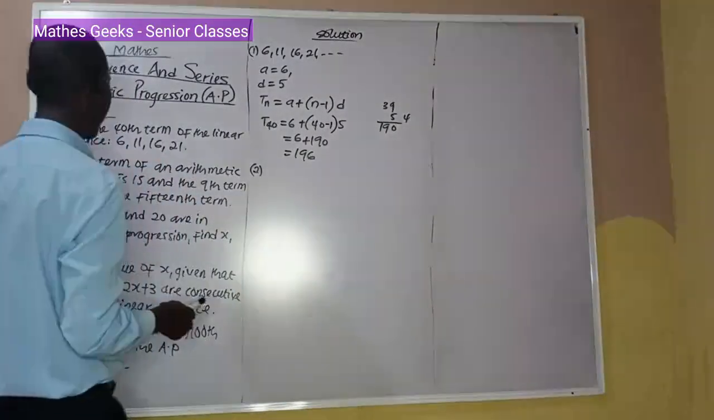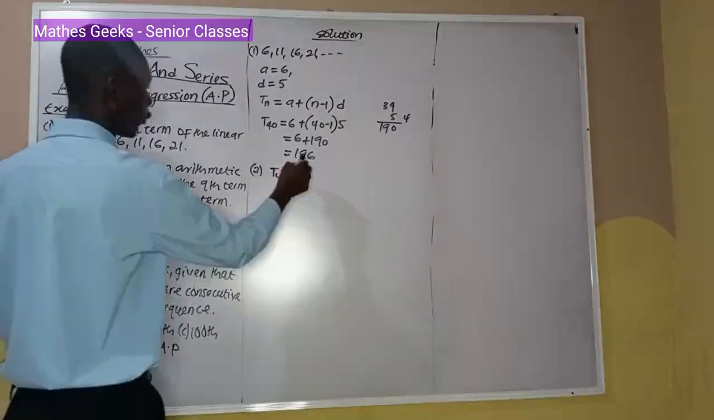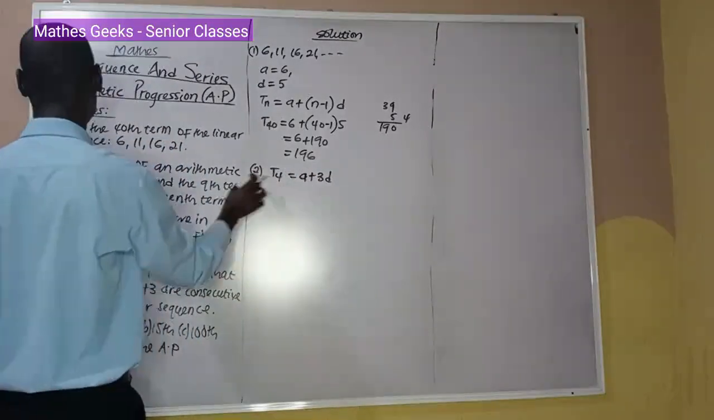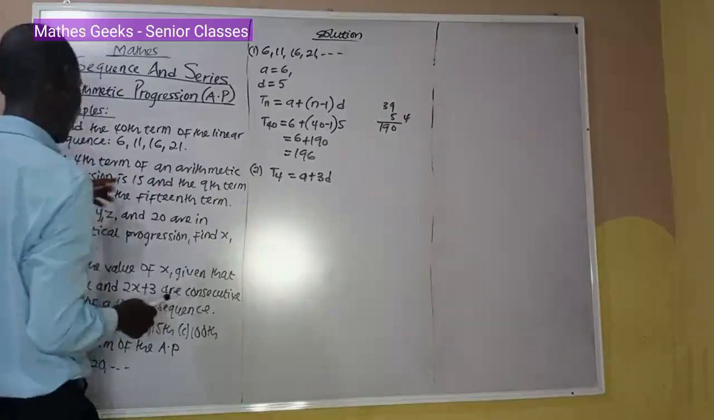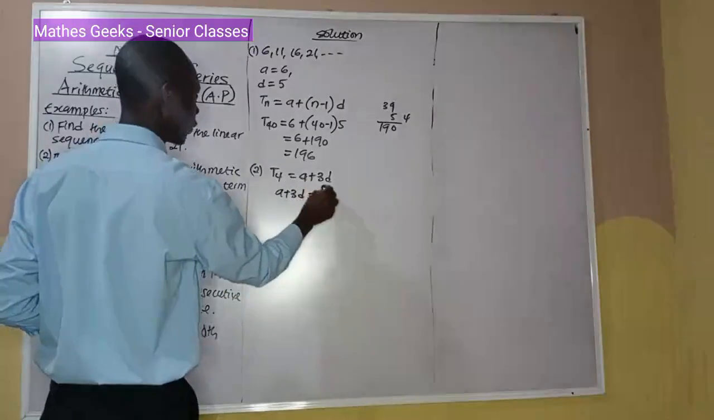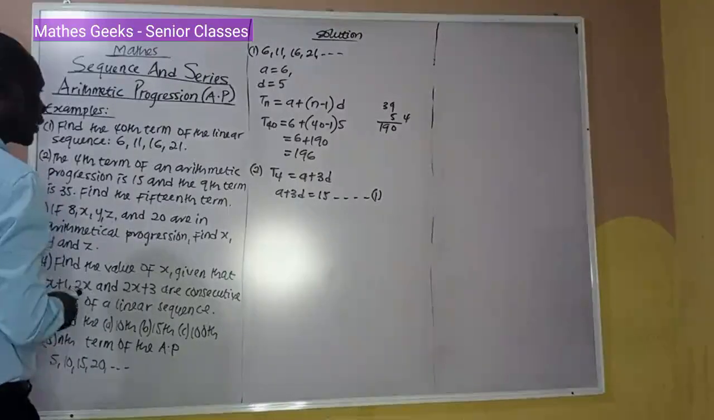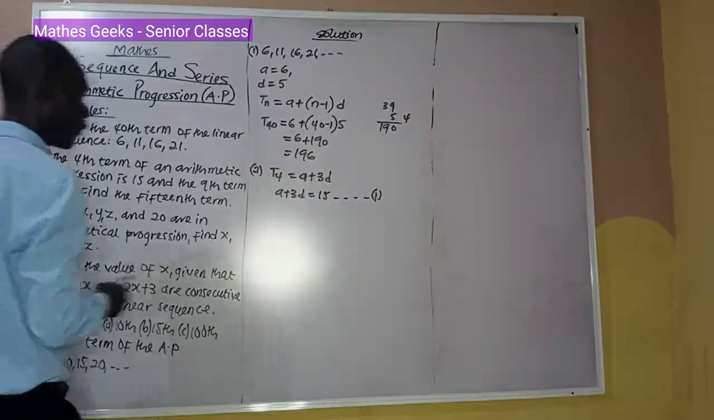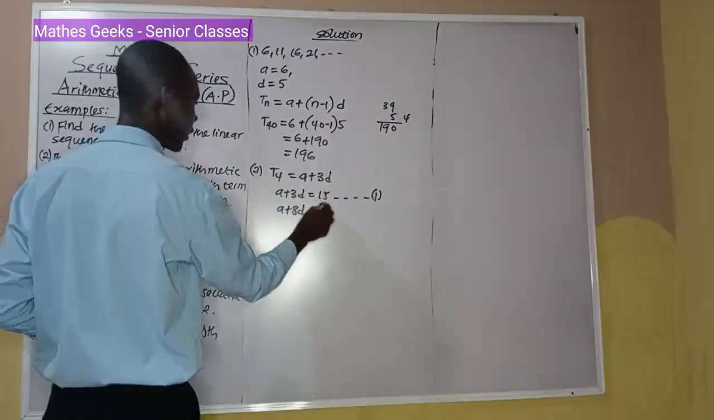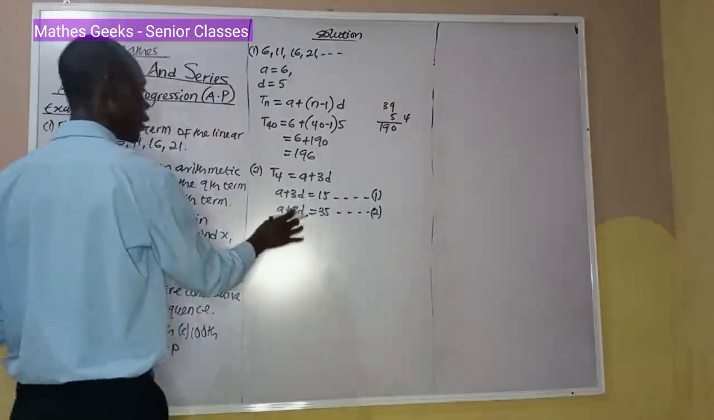So we're given the fourth term. T4 is equal to what? T4 is A plus 3D from our general formula. We're told that the fourth term of our arithmetic progression is 15. So T4 is equal to 15. So A plus 3D is equal to 15. That's equation 1. Then next one is that the ninth term is 35. So A plus 8D will give us the ninth term. That will give us 35. Equation 2. How did I get 8D and 3D?